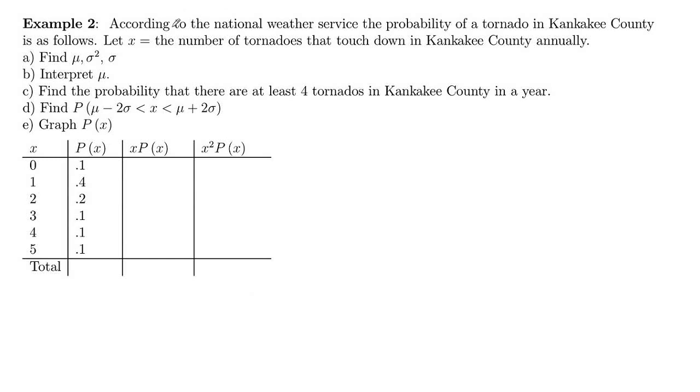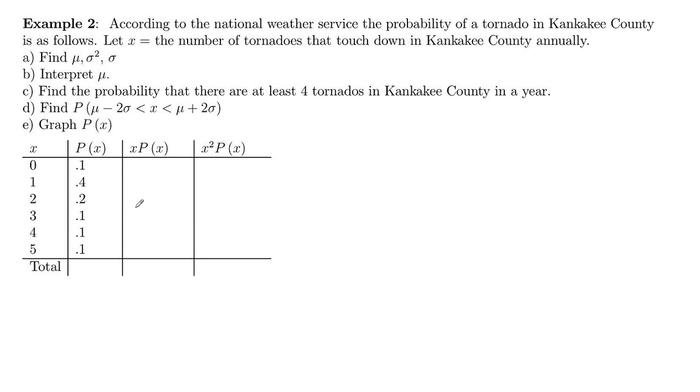So let's look at another example here. According to the National Weather Service, the probability of a tornado in Kankakee County is as follows. So 0 to 5 tornadoes, and then these are the probabilities. So probability of 2 tornadoes, 20% of the time. 4 tornadoes, 10% of the time.